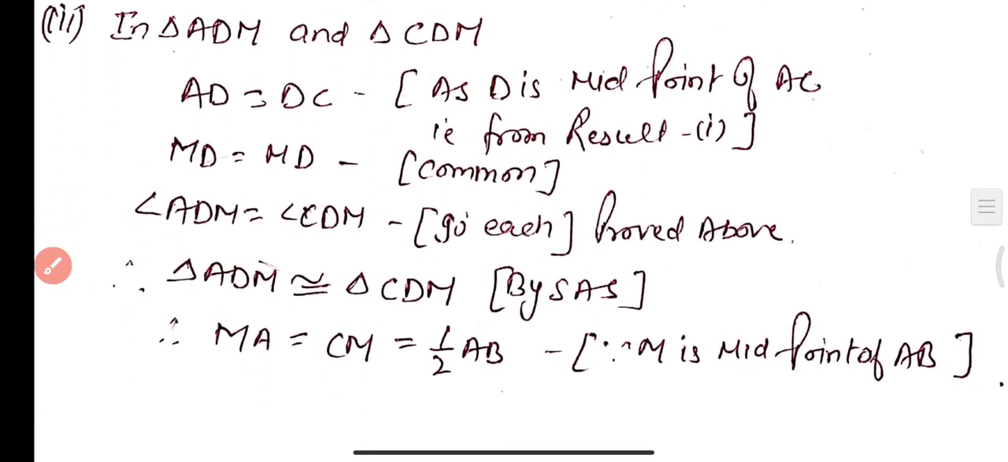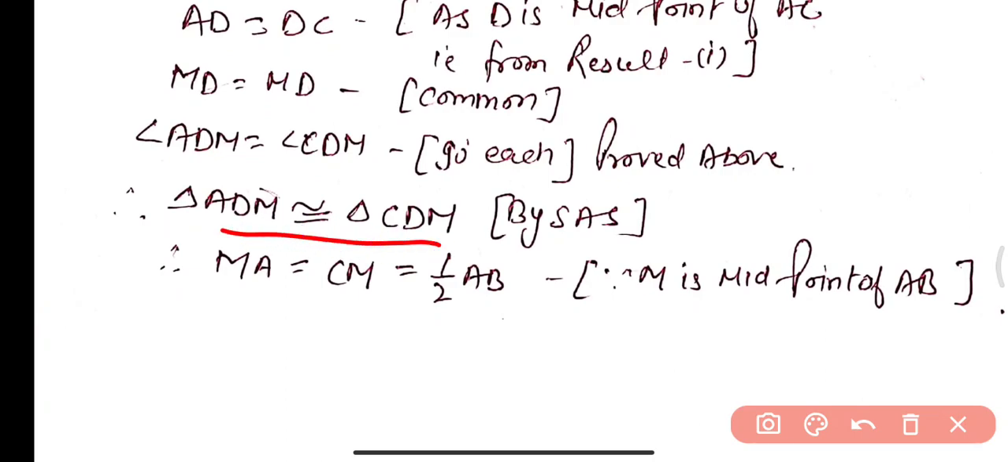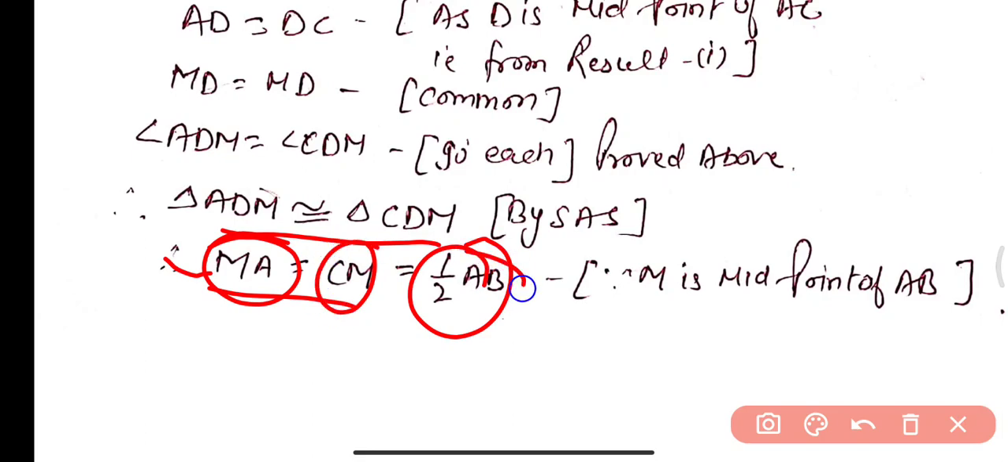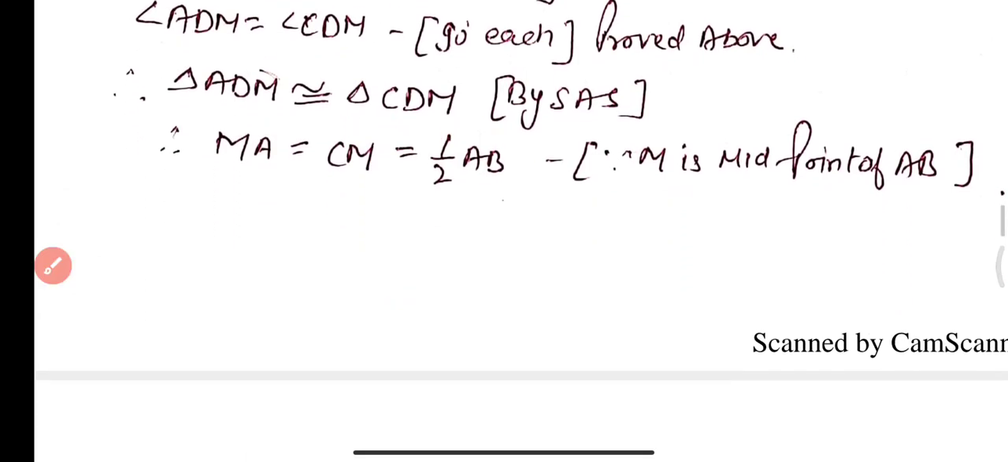You can see here, after proving these two triangles congruent, we can say MA equals CM, but MA equals half of AB. Therefore CM will also equal half of AB. So MA equals CM equals half of AB, as M is the midpoint of side AB. So this is all about question number 1.